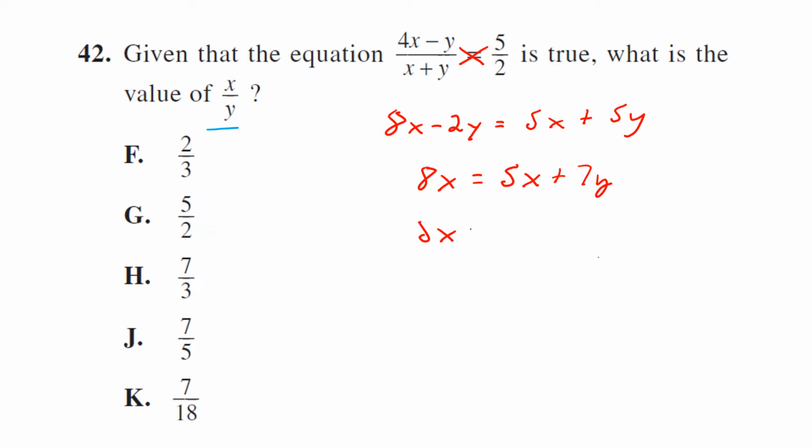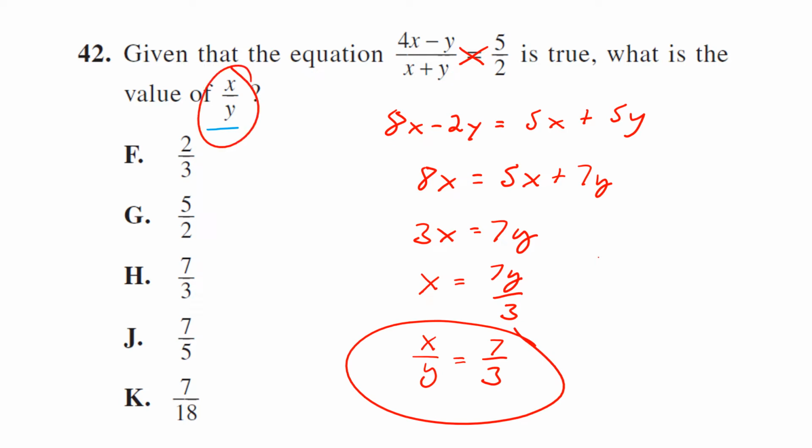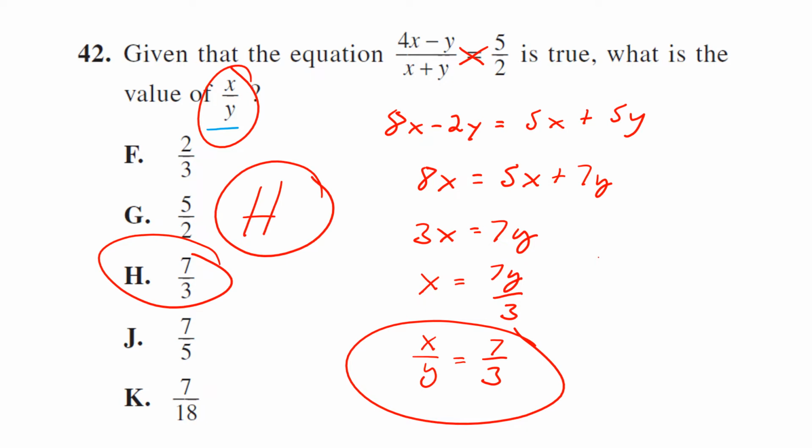I get 3x equals, that's a terrible 3. Let's try that again. 3x equals 7y. So let's divide my 3 out. And I get x equals 7y divided by 3. And then let's divide both sides by y. So then I get x divided by y equals 7 over 3, which is the answer I want. X divided by y equals 7 over 3. So H.